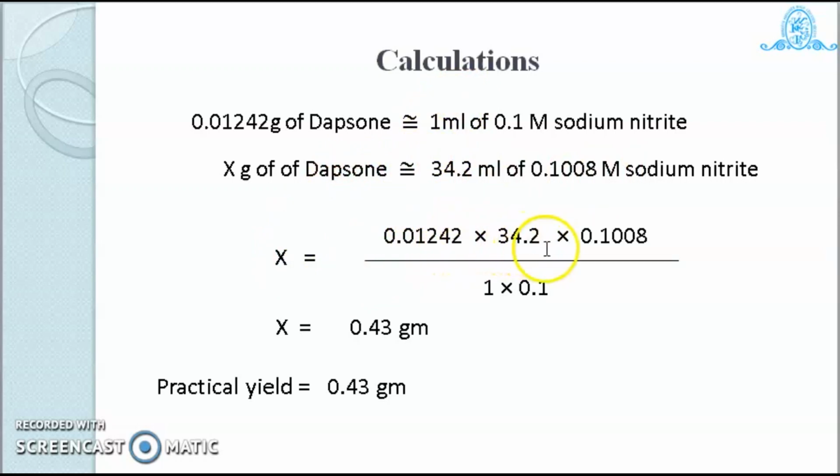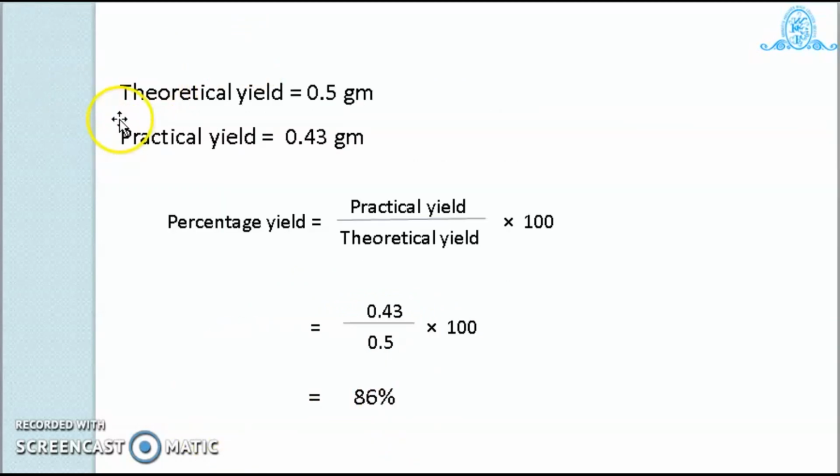So just by cross multiplication we get 0.01242 into 34.2 into 0.1008 divided by 1 into 0.1. By calculating this, we get the value of X as 0.43 gram, and this is nothing but our practical yield. So students, we have the theoretical yield of 0.5 gram and practical yield of 0.43 gram.